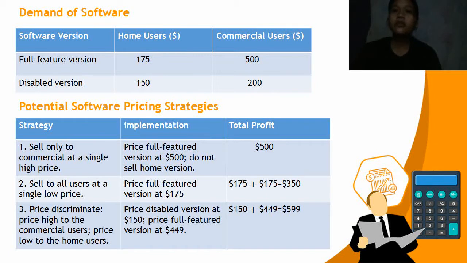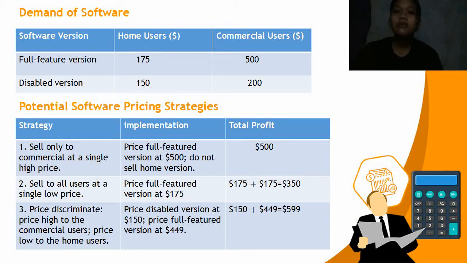So, demand for software. Software versions: there is a full feature version and a disabled version. Home users are willing to pay $175 for the full feature version, and commercial users are willing to pay $500. For the disabled version, home users are willing to pay $150, and commercial users are willing to pay $200. And the next table is the potential software pricing strategy.